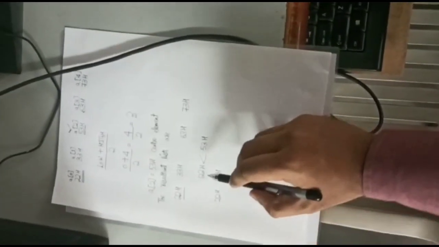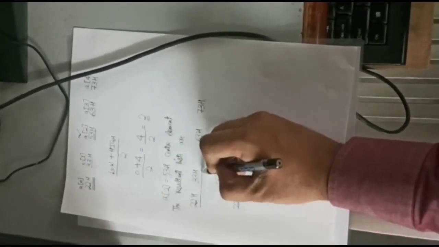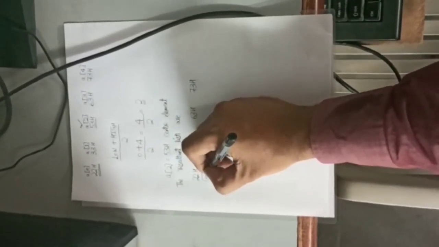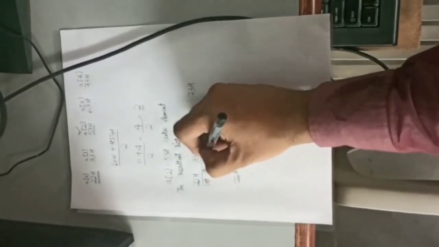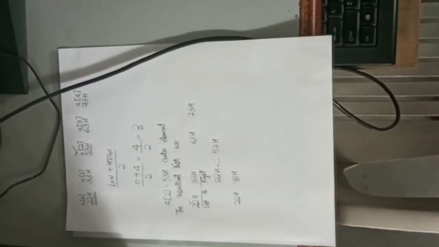As you can see, 22H is less than 53H, so it will check the first list. What we'll do is traverse the list from left to right. After traversing the list, the first element is 22H.